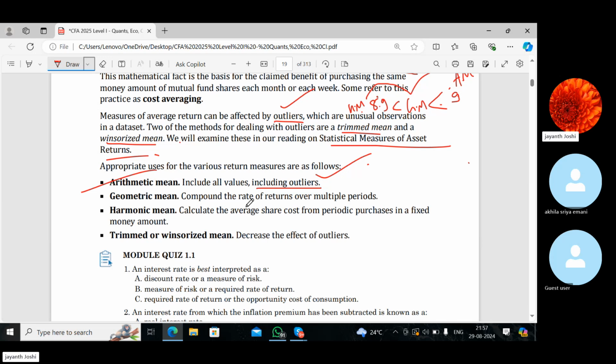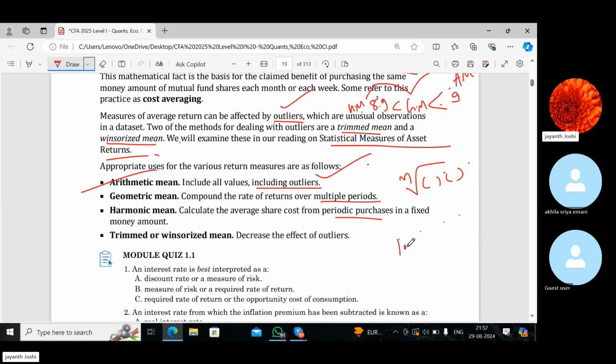Geometric mean compounds the rate of returns over multiple periods, because you have seen the nth root of the product, all the values were getting multiplied, so compounding is happening. Harmonic mean gives the average cost from periodic purchases. Periodic purchase is what? Every month you are purchasing some stock. So your data is showing that you are purchasing something over a fixed period of time.